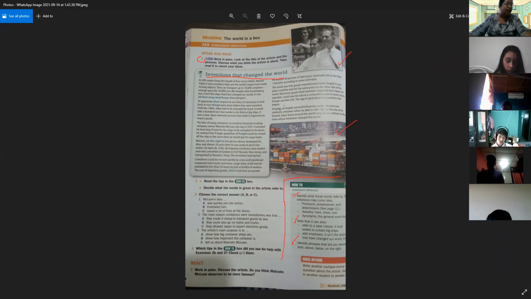The title is Inventions That Change the World. Okay, what do you think the article is about? Hilary? Looking at the picture and reading the title, what do you think the article is about? Kenneth?